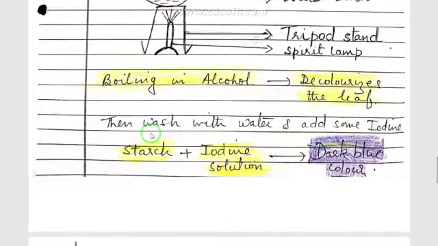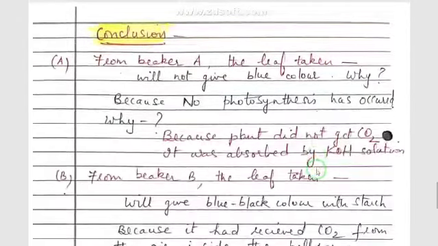Then take out the leaf and wash it with water so that if extra alcohol is present over the leaf, it gets washed out. Now we'll take this leaf on a flat surface and put some iodine solution over it. If dark blue color appears, means that the starch is present inside the leaf. So from both the bell jars, from bell jar A and bell jar B, taking a leaf, we'll do the starch test.